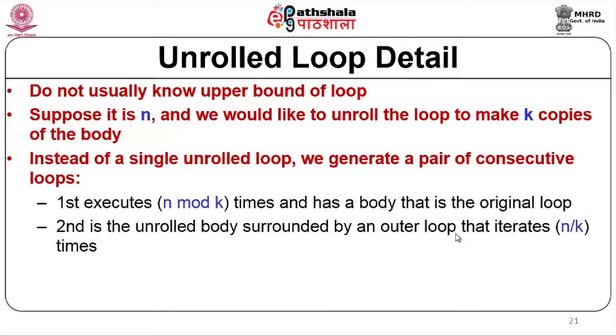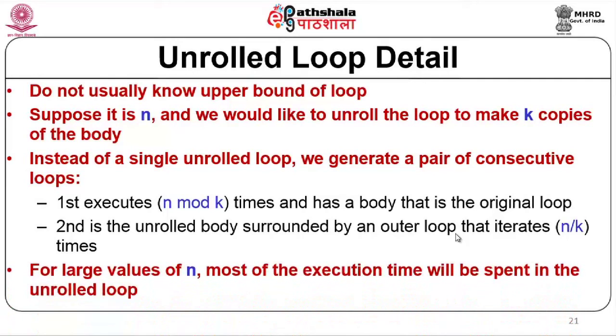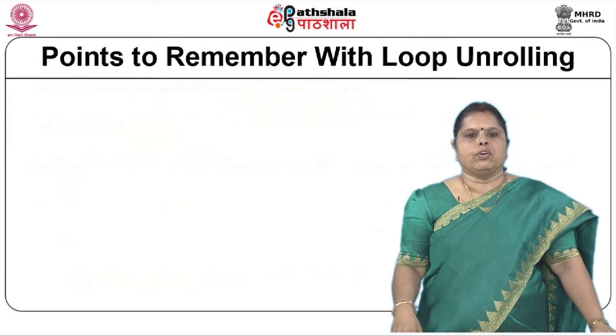Say, for example, if you have to execute the loop 100 times, and I am able to unroll the loop 6 times. Which means I will have a loop which has been unrolled 6 times, and that will get executed 16 times. So, 16 into 6, 96 times the unrolled loop will get executed, and the remaining 4 times, 100 mod 16, the original loop will get executed. So, for large values of n, most of the execution time will be spent only on the unrolled loop. So, you will get the benefit of unrolling.